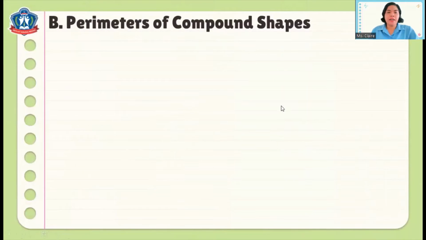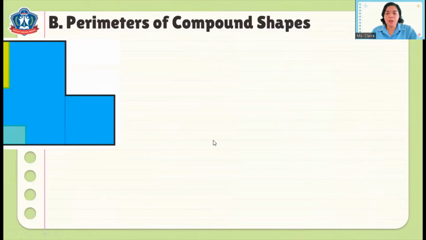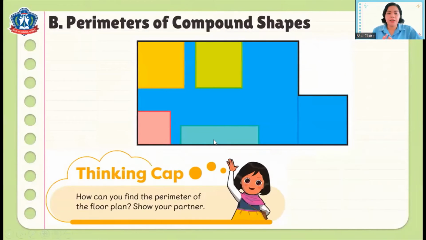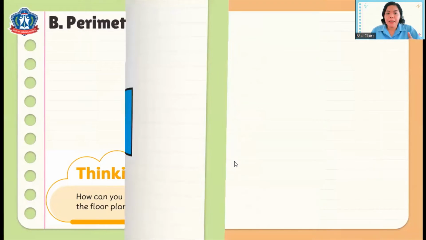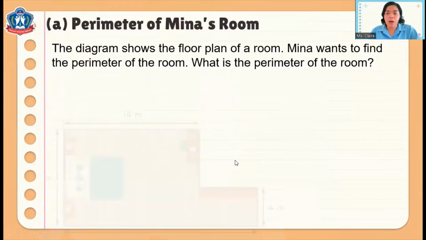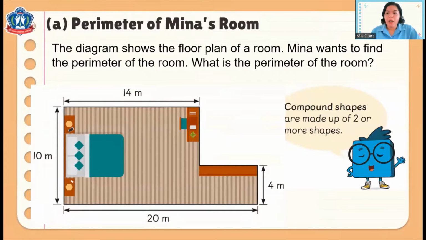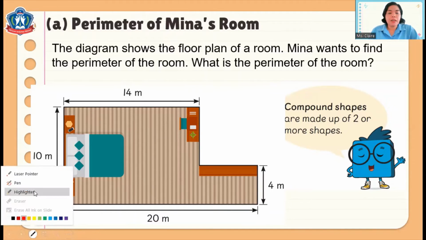Okay, let's continue for lesson 2, perimeters of compound shapes. Look at this picture. This is a floor plan. So how are we going to find the perimeter of this shape? This kind of shape is what we call a compound shape. Compound shapes are made up of two or more shapes. So as you observe, this is composed of two rectangles, the big rectangle and the smaller one. So how to find the perimeter of these two shapes?